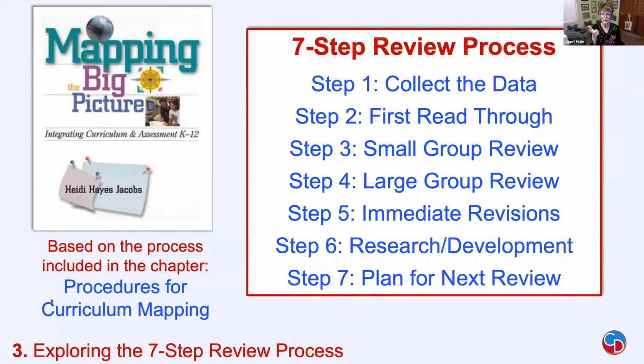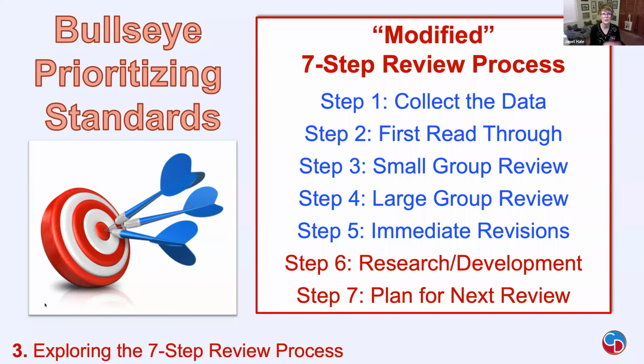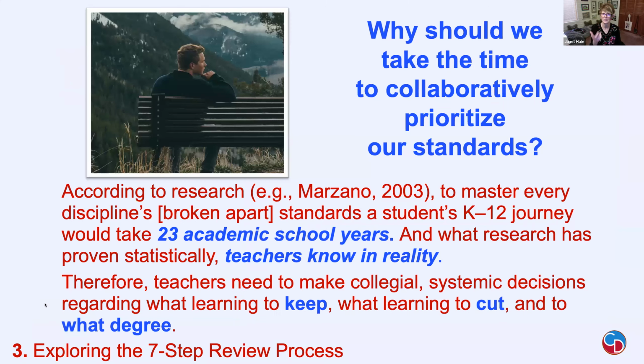I use part of it, not quite all of it, for when I do the prioritizing of standards, which I told you right now is very, very popular in my world. And we do this through the bullseye prioritizing process. And I don't use step 6 and step 7 in it. So let me just explain a little bit just what it looks like.